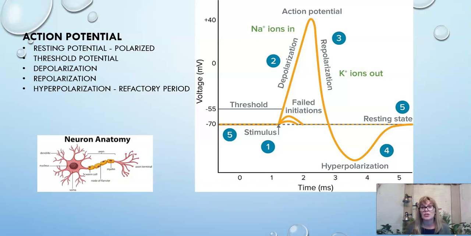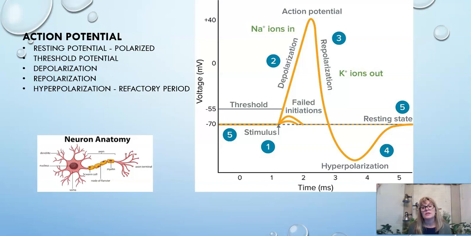Depolarization results in an action potential that is at the apex or the tip. And then after you have reached your action potential, your sodium-potassium pumps are going to kick in, and they are going to try to restore the membrane potential.